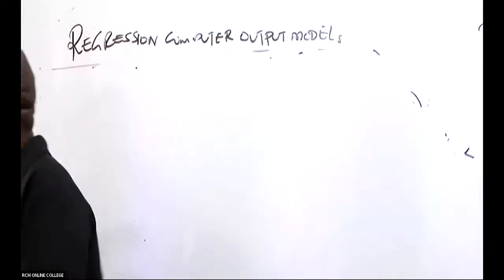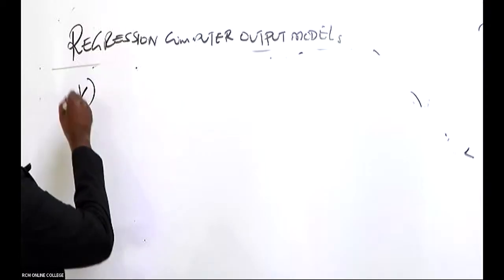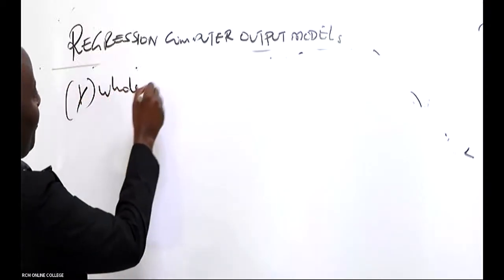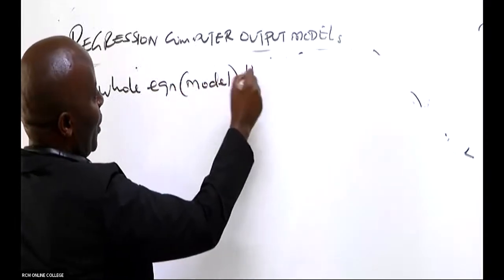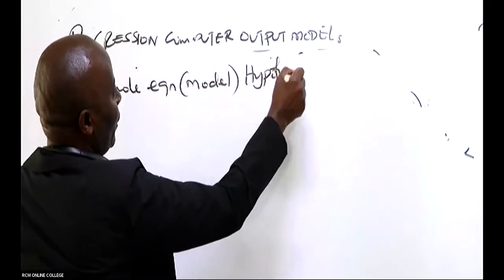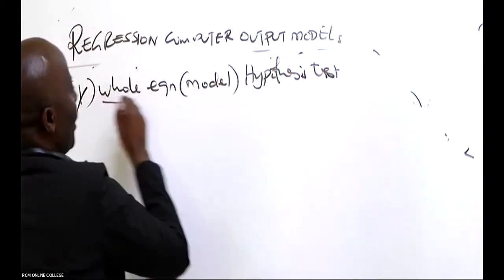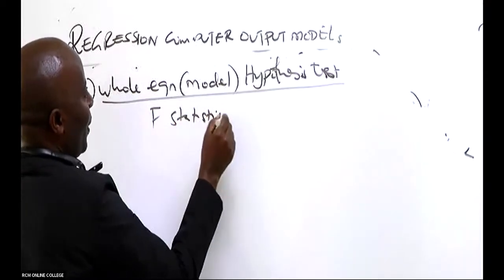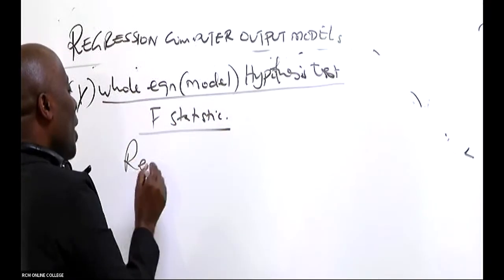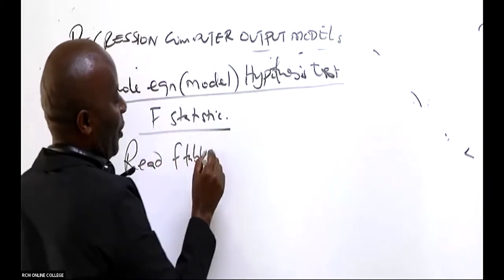So then, ladies and gentlemen, if they want us to do the whole equation, so that's number 5, what we are calling the whole model hypothesis or significance tests, we are using the F statistic. And for the F statistic, number one, read the F table's value.